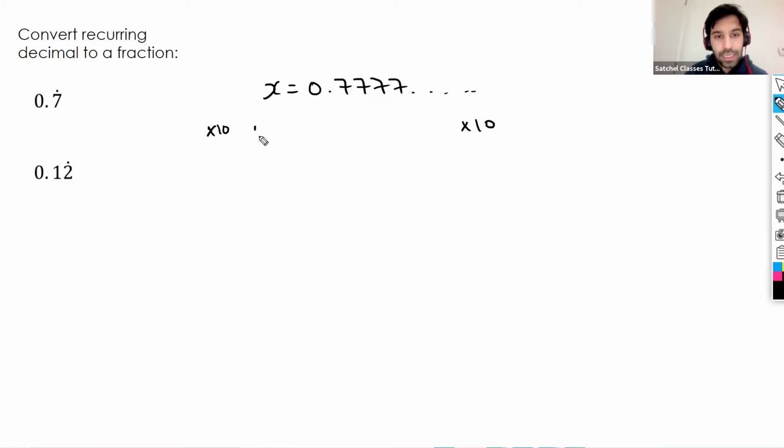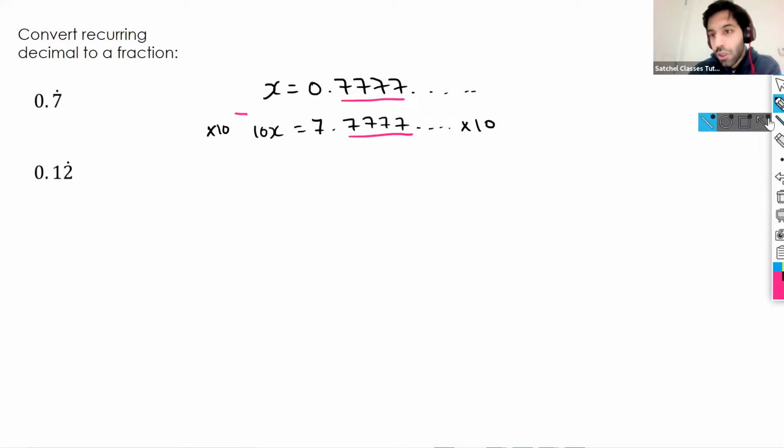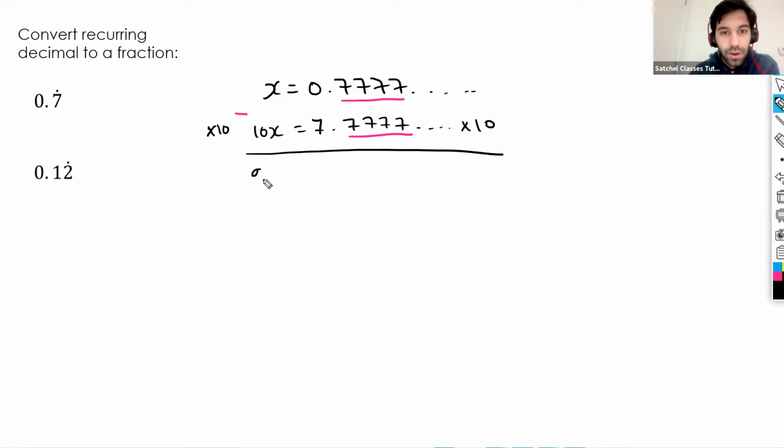So x times 10 is 10x, and 0.7777 times 10 is going to be 7.7777 to infinity. And now we have the same number of digits after our decimals. So we can now subtract the 2 statements away from each other, the 2 equations away from each other. So what we'll end up with is 10x minus x is going to be 9x. Sorry, I better use a different color pen. So 10x take away x is equal to 9x.